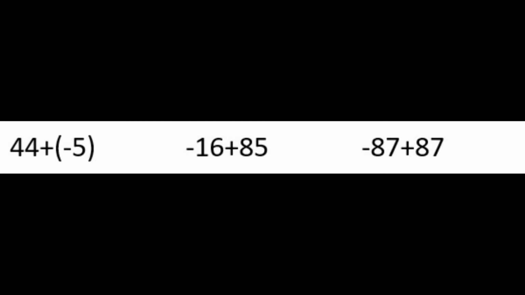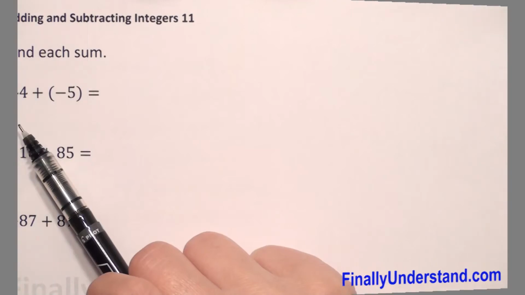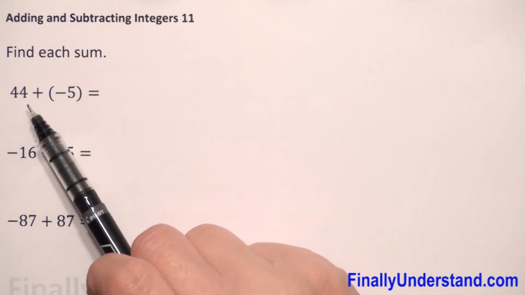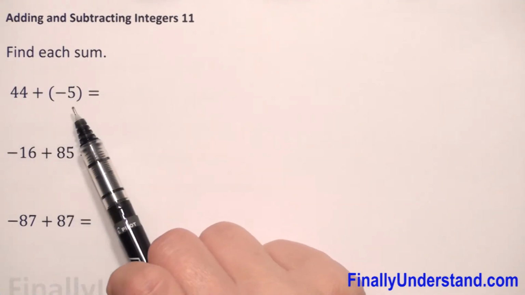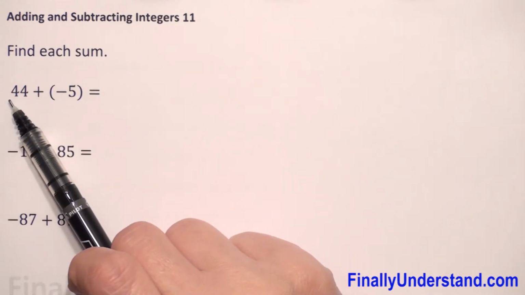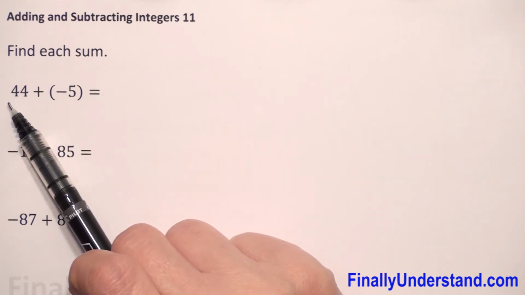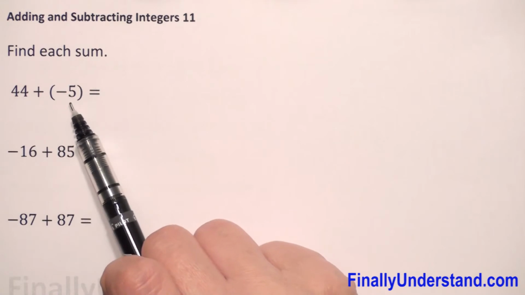We have to find the sum. We have addition of integers with different signs. We have 44 and negative 5. If we don't have a sign, it's always positive. So positive 44 and negative 5.